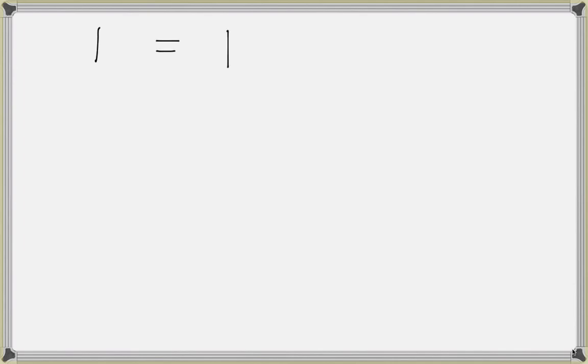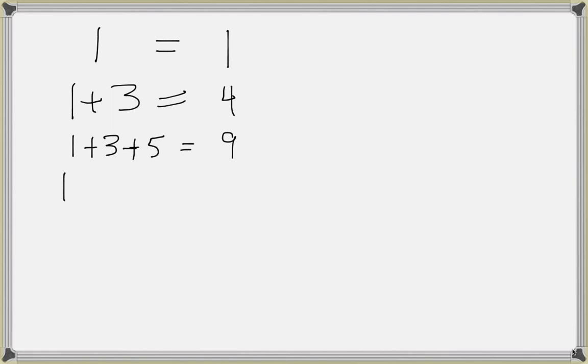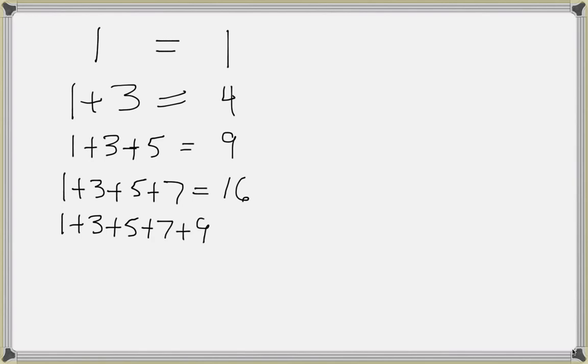1 plus 3 equals 4. 1 plus 3 plus 5 equals 9. 1 plus 3 plus 5 plus 7 equals 16. 1 plus 3 plus 5 plus 7 plus 9 equals 25. Now look at the totals, the sum totals: 1, 4, 9, 16, 25.